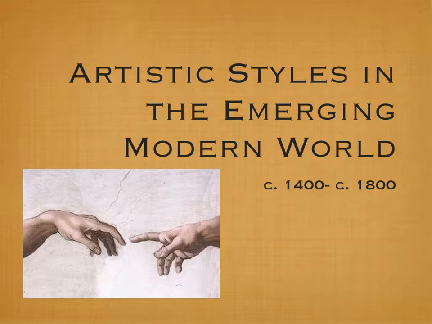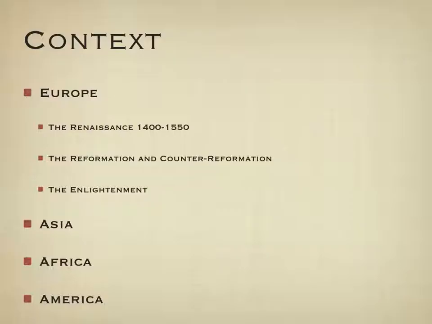But just like in the other chapters, we will start with the context so we get an idea of what's going on in the world. So in Europe, we have some major events in this time period. We have the Renaissance from 1400 to about 1550, and we'll discuss this in more detail later on. But what happens with the Renaissance? We're moving out of the Middle Ages, out of the Gothic.